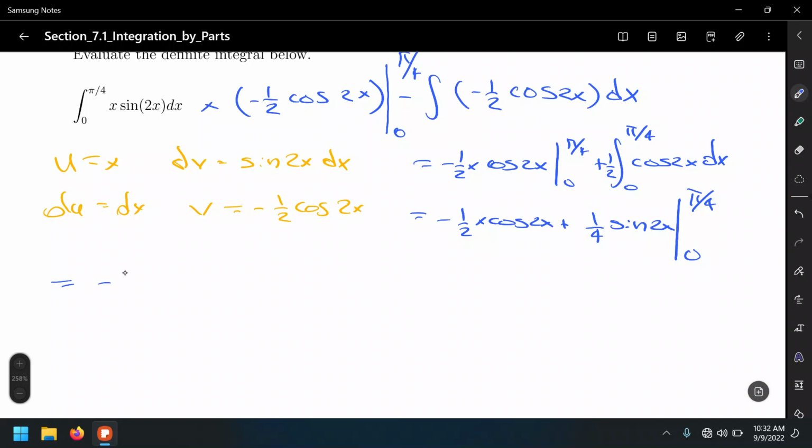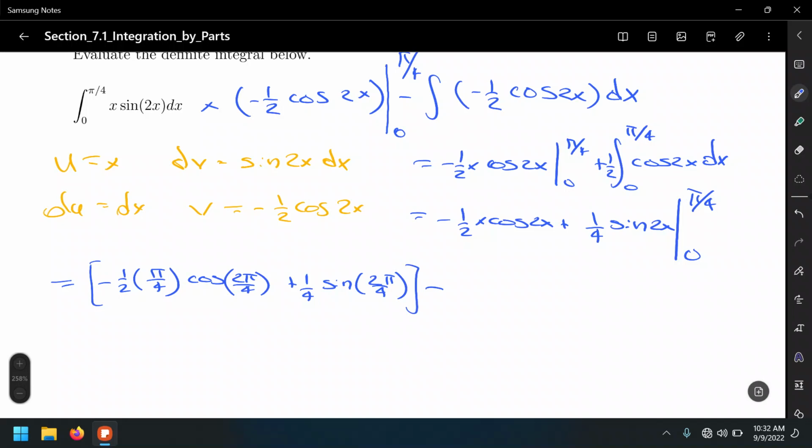So let's see, negative 1/2 pi over 4 cosine 2 pi over 4, plus 1/4 sine 2 pi over 4. So that's evaluating at the upper limit. Minus, well, do we really need to evaluate the lower limit?